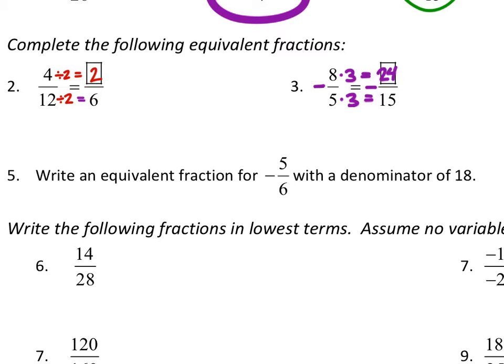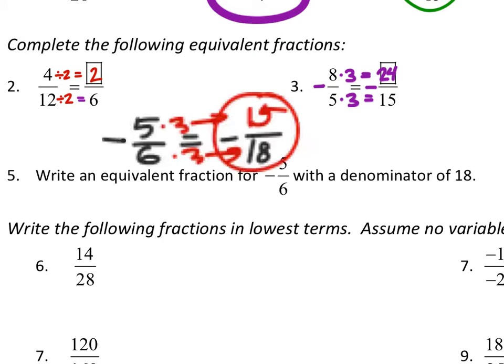Write an equivalent fraction for -5/6. So this is what we got, right? -5/6 with the denominator of 18. So it's going to equal another fraction, but now I've got a denominator of 18. So that's how this sets up.